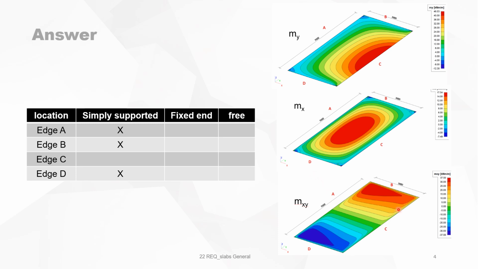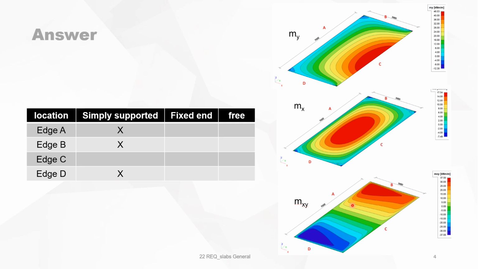Then we come to C. You see for C, you should conclude from this picture that it's also simply supported. But for the bending moments in the y direction, you see that the biggest bending moment is in the middle. So it means that this cannot be supported.